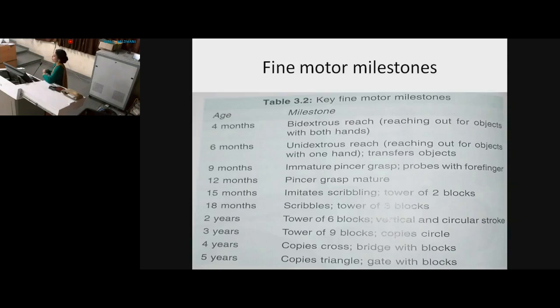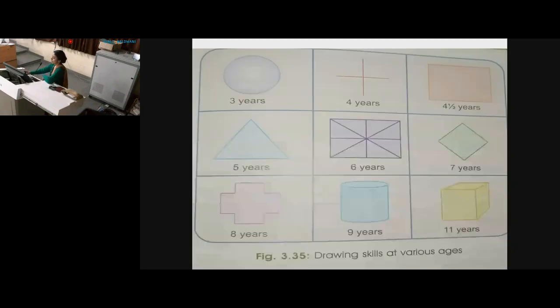But even if you're not putting in a lot of effort to teach, the child will learn these things spontaneously at this age. At 4 years, he can copy a cross, he can make a bridge. At 5 years, he can copy a triangle. So this is roughly what a child can draw.